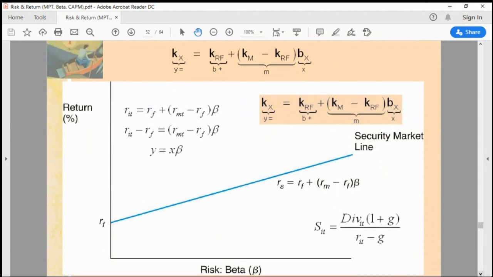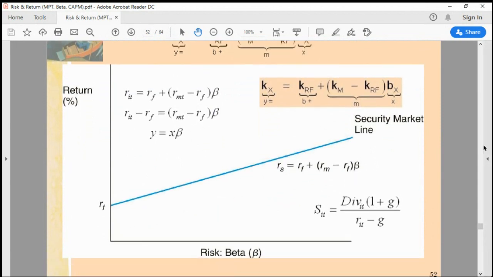The security market line is basically where you plot the return against beta. Of course, the security market line would increase as the beta increases, right? In other words, required return should increase as the beta increases. I mean, the higher the beta, the higher the required return, right? Okay.